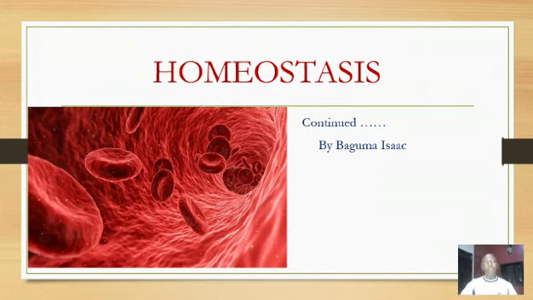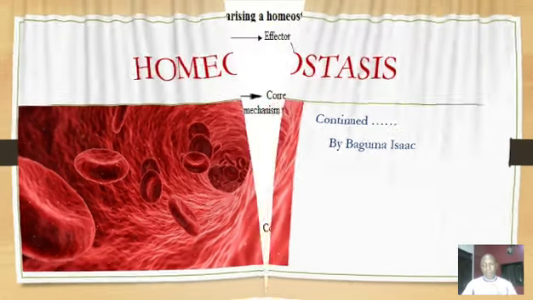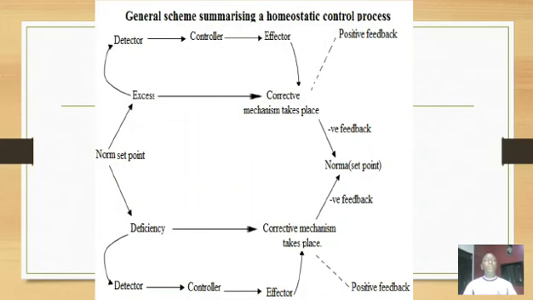Negative feedback. When carbon dioxide levels in blood drop below the norm, changes occur to increase the levels back to the norm. Negative feedback. In other words, we move ahead and look at this scheme summarizing the homeostatic control process.